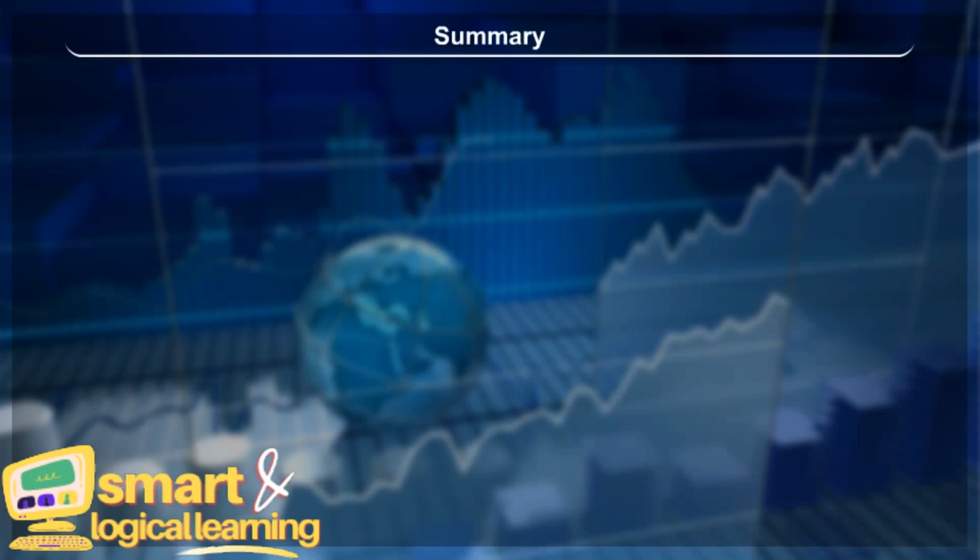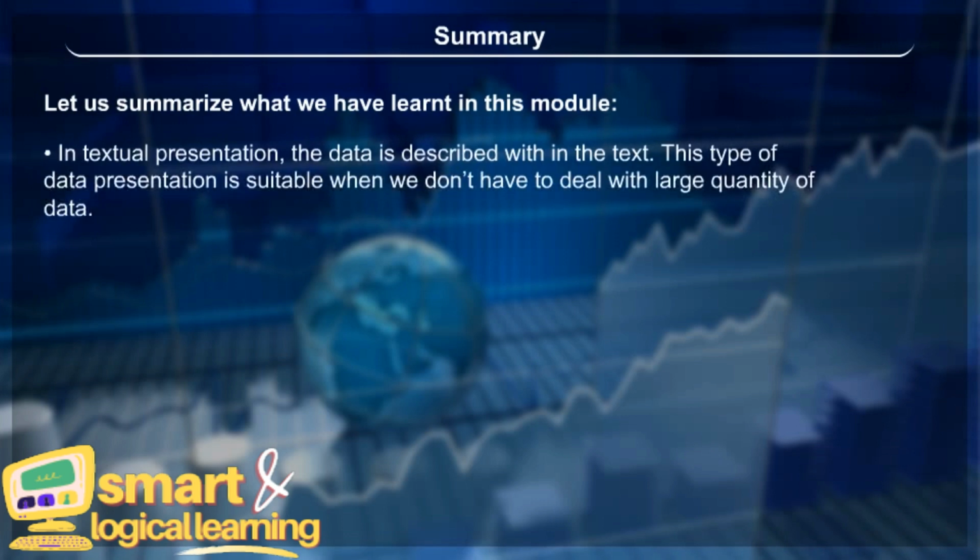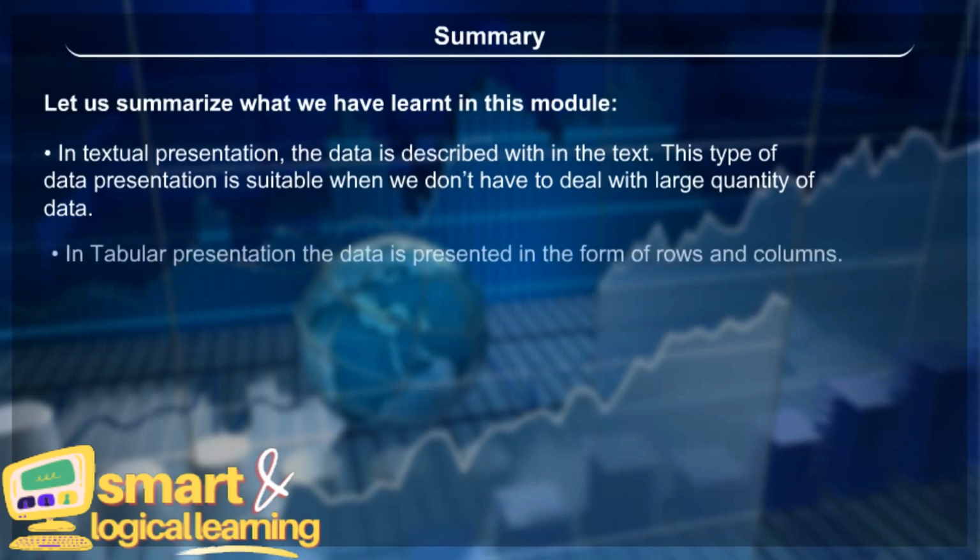Summary. Let us summarize what we have learned in this module. In textual presentation, the data is described within the text. This type of data presentation is suitable when we don't have to deal with a large quantity of data. In tabular presentation, the data is presented in the form of rows and columns.